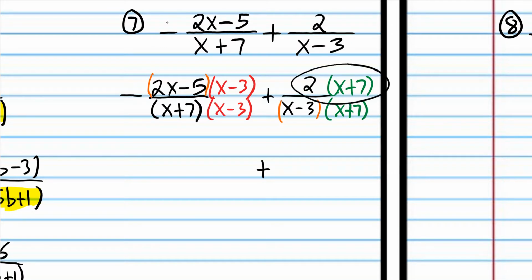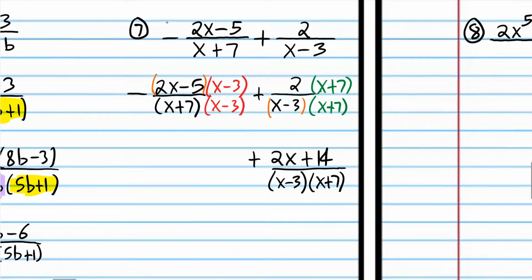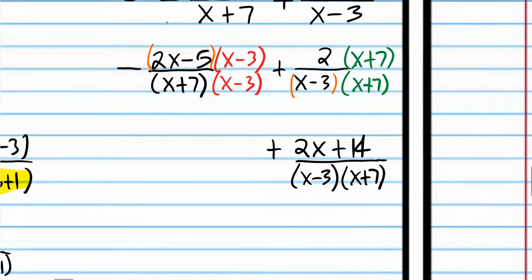Now we're going to use distribution over here. 2 times x is 2x. 2 times 7 is 14. Again, that's the distributive property or distributive rule. Distribution property, whatever you want to call it. And over here, now this is the part where students are going to get angry. Don't get angry when I tell you this. You're going to have to use FOIL on the yellow part. Don't get angry. Just do it in your head.